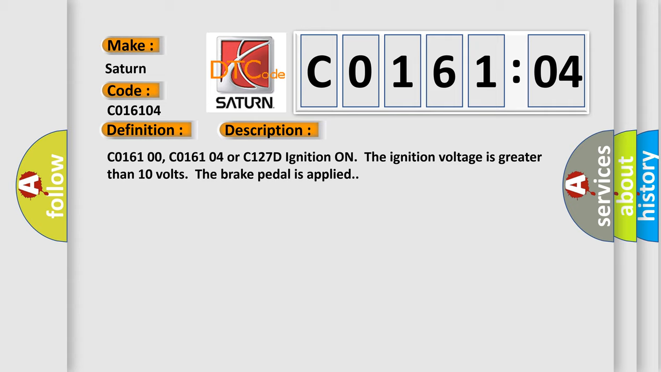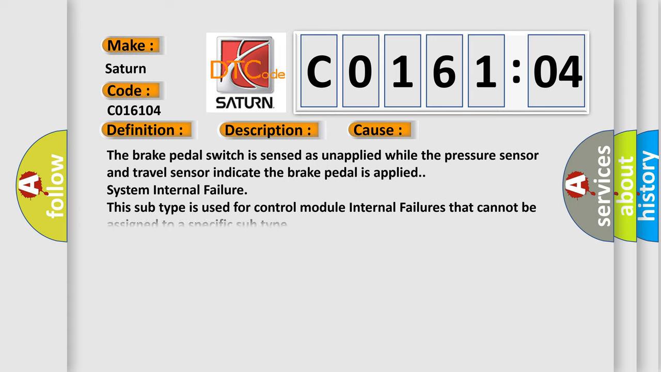C0161-04 or C127D: ignition on, the ignition voltage is greater than 10 volts, the brake pedal is applied. This diagnostic error occurs most often in these cases. The brake pedal switch is sensed as unapplied while the pressure sensor and travel sensor indicate the brake pedal is applied. System internal failure. This subtype is used for control module internal failures that cannot be assigned to a specific subtype.